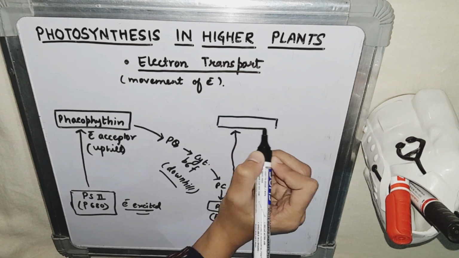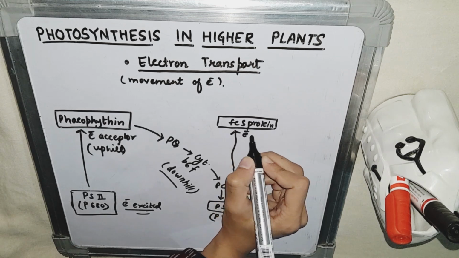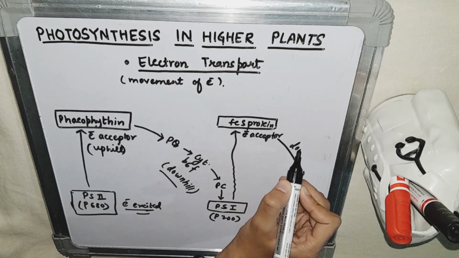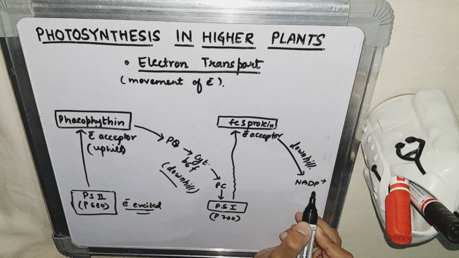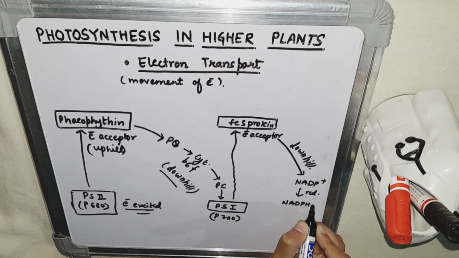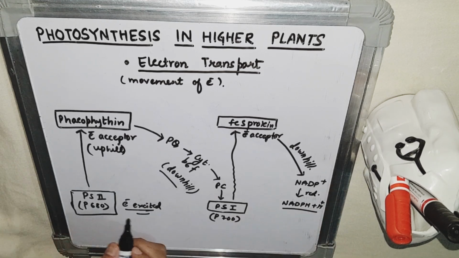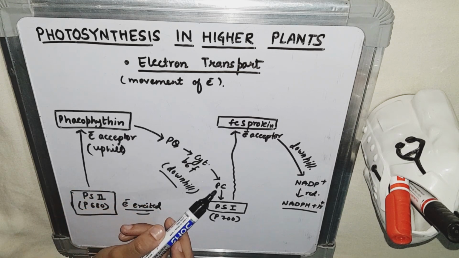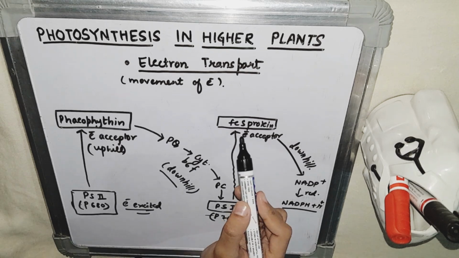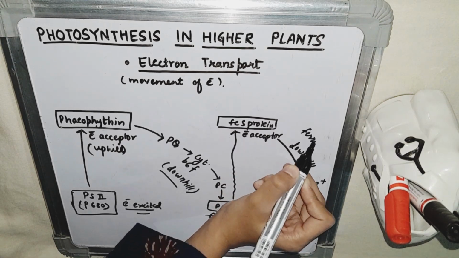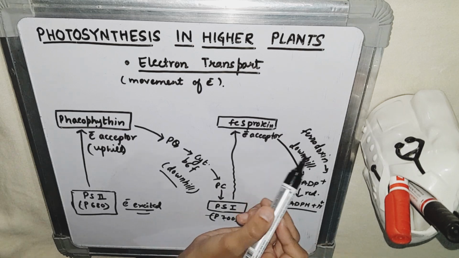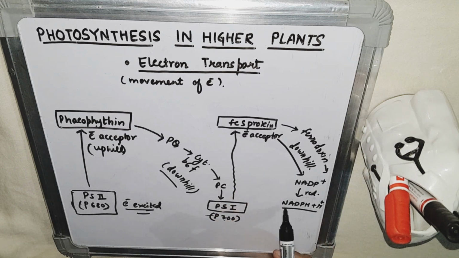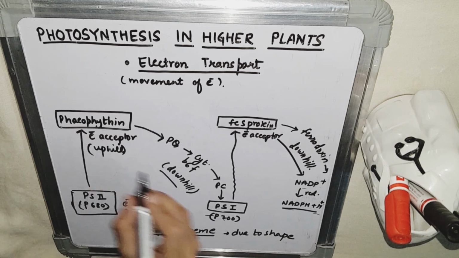Now again this electron will get excited to an electron acceptor called Fe-S protein and then a downhill movement through ferredoxin to form NADP plus, which will be reduced to NADPH plus H plus ions. So first it was from PS2 to the electron acceptor, then it reaches PS1 by downhill movement, then again uphill movement to an electron acceptor, and again through ferredoxin a downhill movement produces NADPH from NADP plus and H plus ion. I hope the electron transport is clear to you. This is called the Z scheme due to the shape it forms.